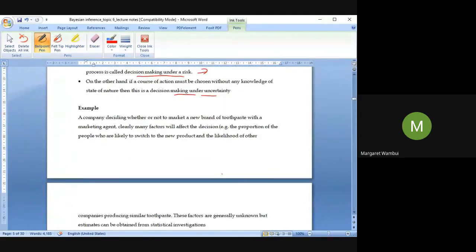Let me give a scenario here, a general example on decisions and how you need to come up with them. A company is deciding whether or not to market a new brand of toothpaste with a marketing agent. Clearly, many factors will affect the decision. So you have a company deciding whether or not to market a new brand of toothpaste with a marketing agent, and of course we expect many factors will affect the decision.